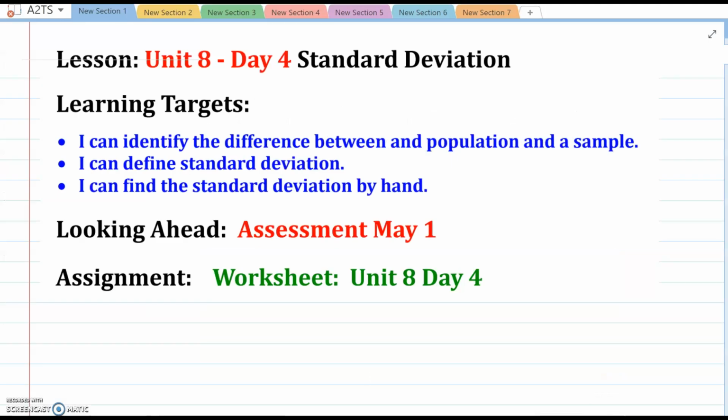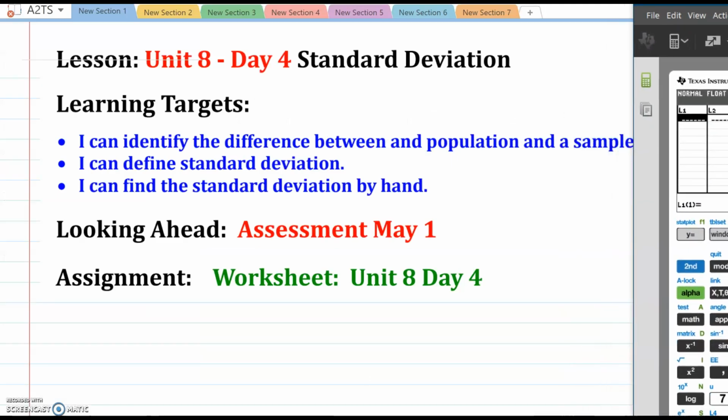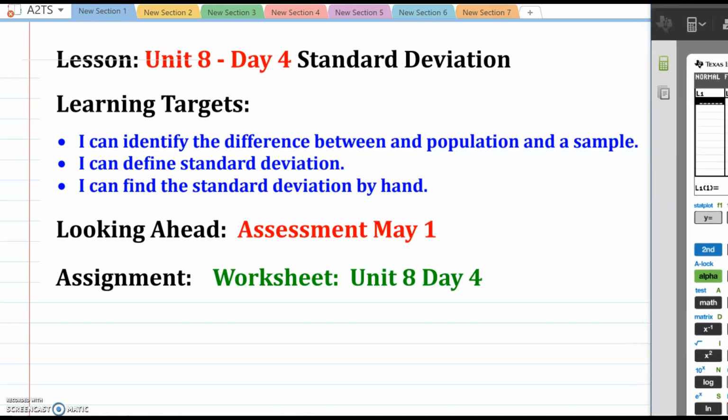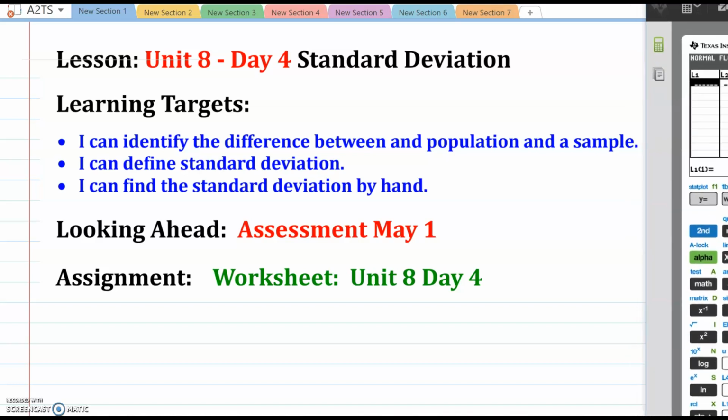And here we go. I've got my calculator handy because it will definitely come in handy and be useful today. Today we're going to be talking about standard deviation. Now, standard deviation is just a way of measuring how spread out your data is. And you're going to be able to identify the difference between a population and a sample, which is not complicated.